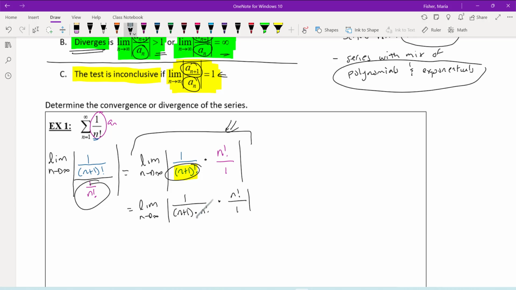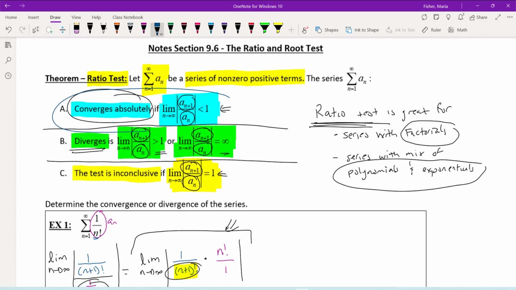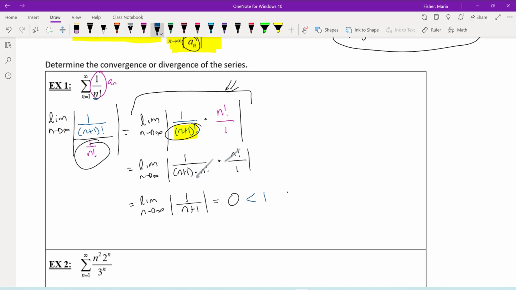Notice now that your n factorials will cancel, and you're just left with the limit as n goes to infinity of 1 over n plus 1. Well, what's the limit as n goes to infinity of 1 over n plus 1? It's 1 over infinity, and we know that that is equal to 0. Well, 0 is a number that is less than 1, and whenever you end up with something that's less than 1 when you're taking that limit, your series converges absolutely. Therefore, we say that by the ratio test, our series converges absolutely.